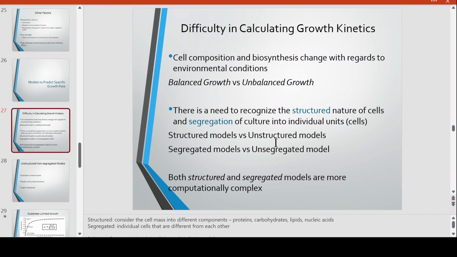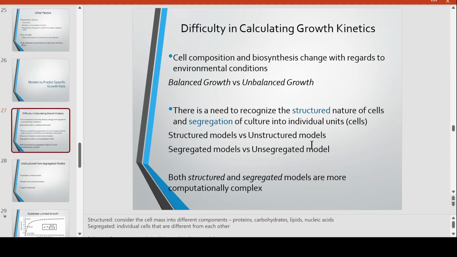Of course, in relation to that, we have structured models and unstructured models. Structured models are the models that consider the cell mass as different components: proteins, carbohydrates, lipids, nucleic acids. So the structured models take into account the differences in the type of components of your cell, versus the unstructured, where it is just summarized at a certain constant. They are counted only as one.